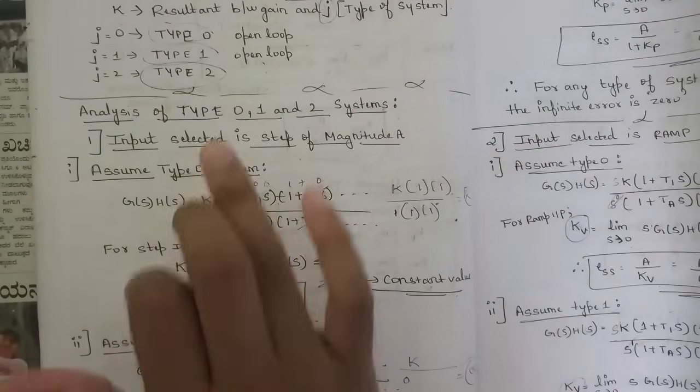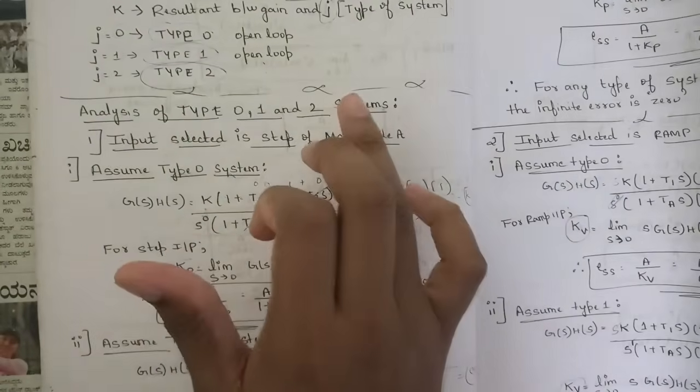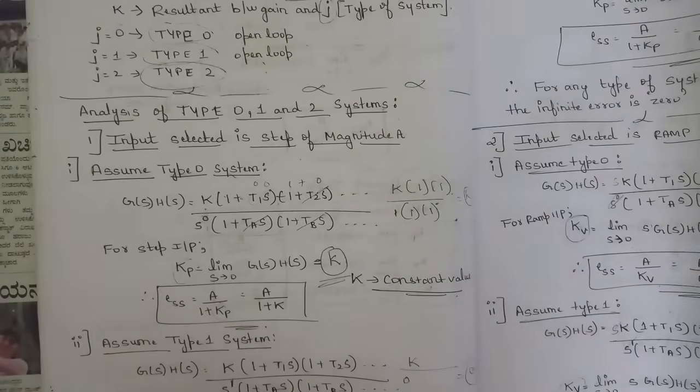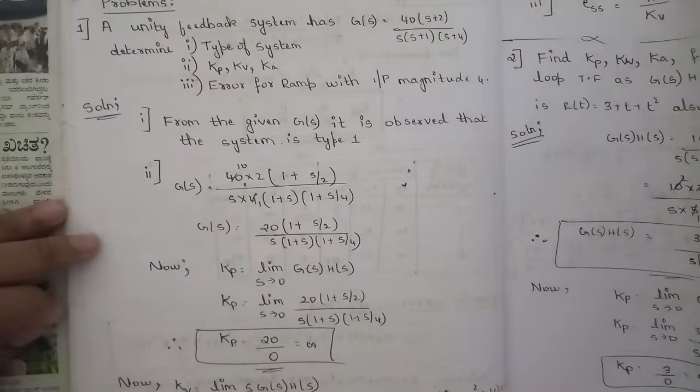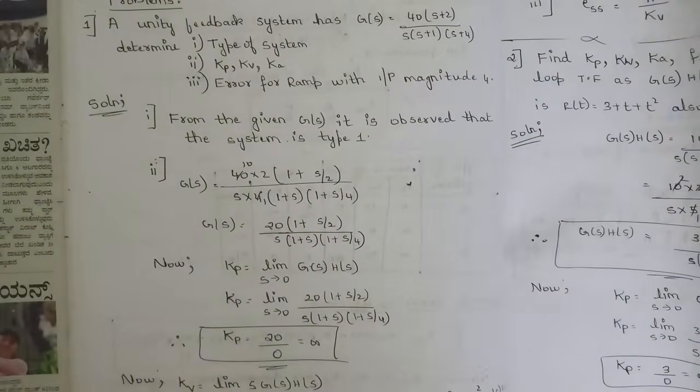error in case of a type 0, type 1, or type 2 system for all the three kinds of inputs, that is step input, ramp input, and parabolic input. So one question related to this they would be asking for sure. Okay, and also this kind of question would be asked in problems.